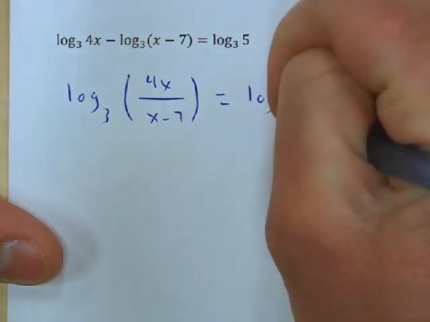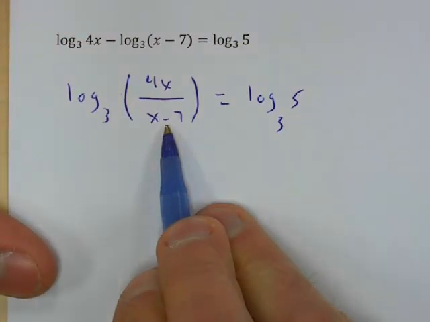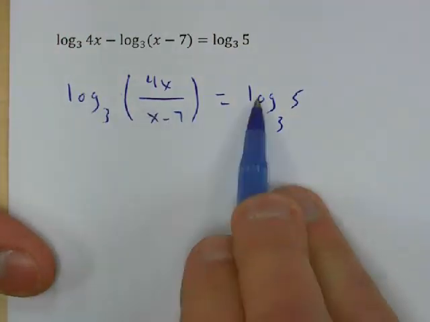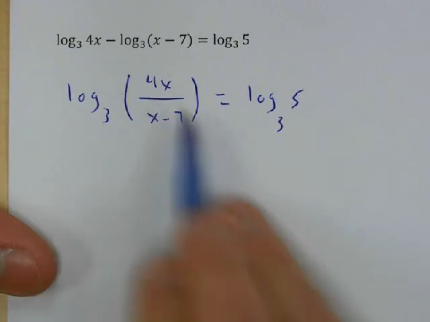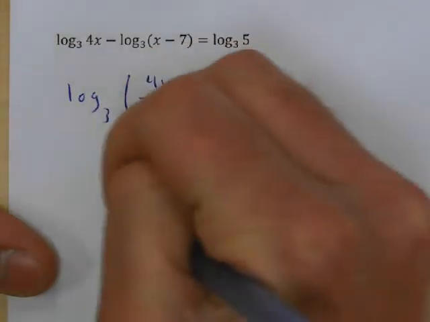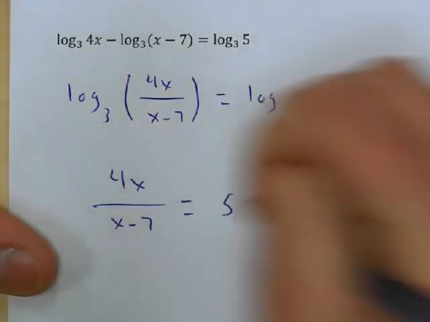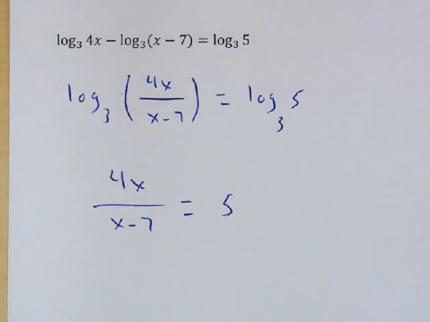of 5 base 3. Okay, now don't worry that this is kind of an ugly looking thing here, but I've got log base 3 of this thing equals log base 3 of that thing. Well, then this thing has to equal that thing. So I know 4x over x minus 7 equals 5. Okay, all right, good. So we got rid of the logs.